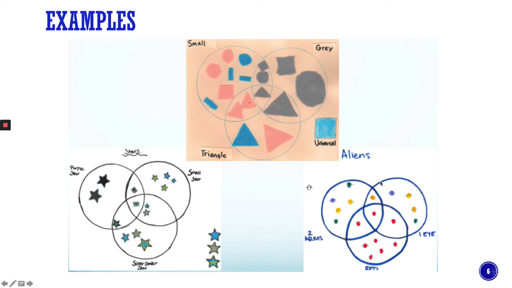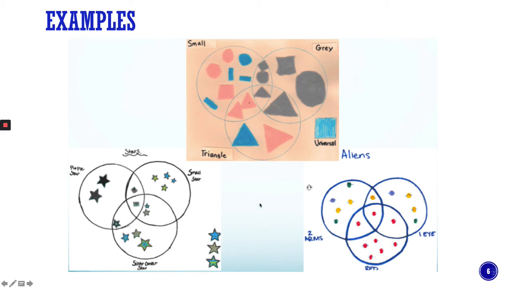Over here are aliens. So we have our title. We have 2 arms, red, and 1 eye. So all of these have 1 eye. All of these have 2 arms, and all of these are red. If you notice, these are hand drawn. This is cut out felt pieces. And then she realized she forgot something for the universal, so she drew it in. And here we have stickers.